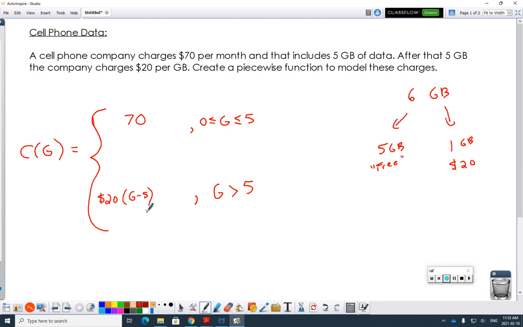There's more to this, though. This person doesn't just pay $20, right? We wouldn't charge them that. Okay, let's think that out for a second. If you use 6 gigabytes, you wouldn't go 6 minus 5 is 1 times 20. Oh, my bill's $20.